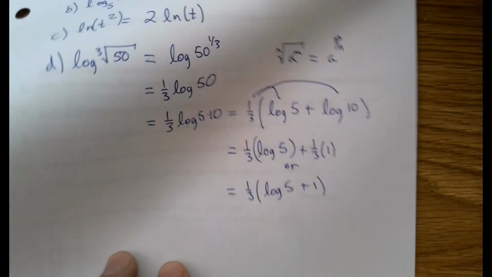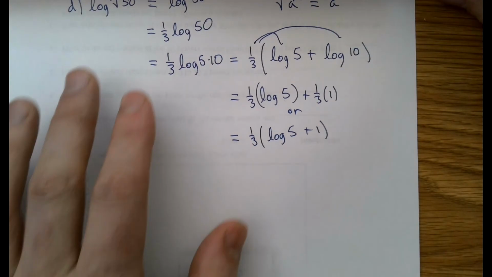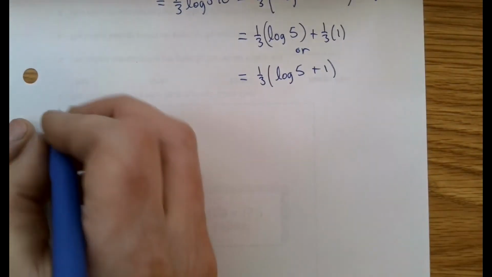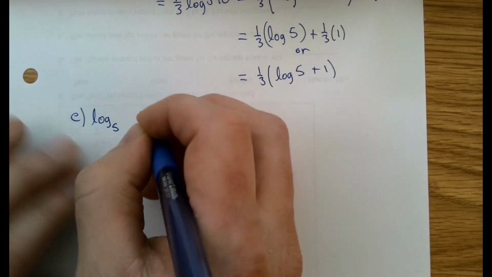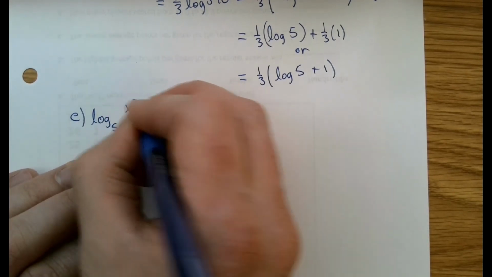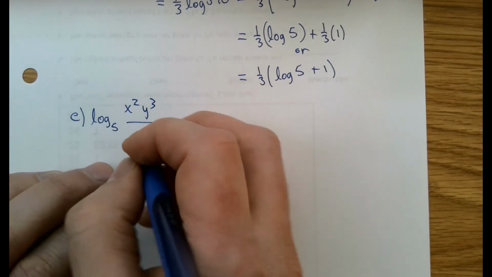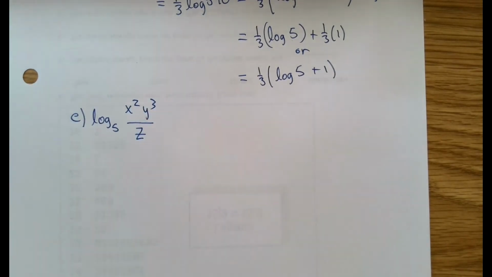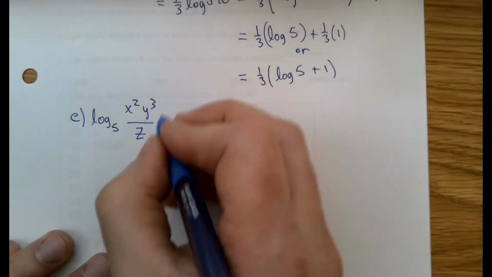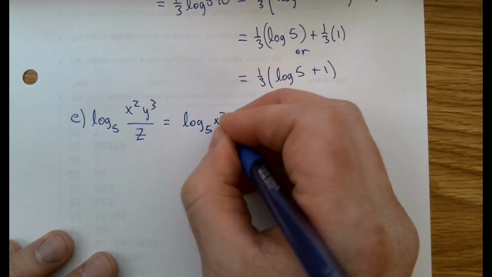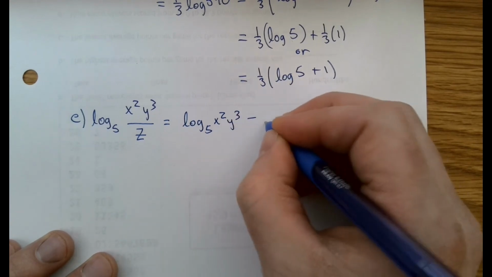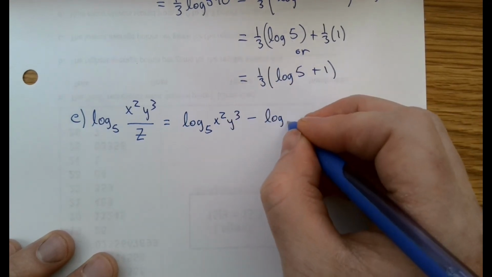All right, let's do a little more complicated one. This would be letter E. So here we're to take log base 5, and remember our goal is to rewrite it as a product, sum, and multiplication by real numbers of logarithms. So because of this division, we'll take care of that first. We can rewrite this as log base 5 of x squared y cubed minus log base 5 of z.